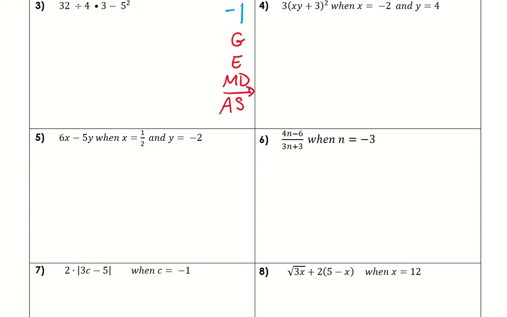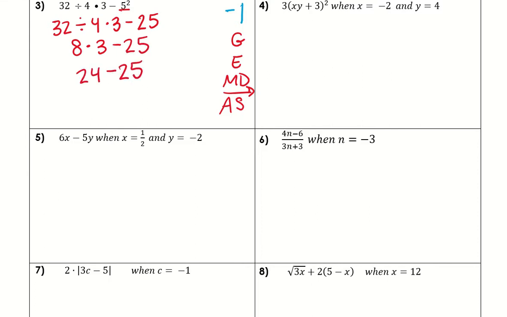Okay, so I'm going to start with my division in this case because it's on the left, and I just totally lied. I'm starting with my exponent because that is before. So I have 32 divided by 4 times 3 minus 25, because that's what 5 squared equals. Now I'm doing the division. 32 divided by 4 is 8. Bring everything else down. 8 times 3 is 24. And then 24 minus 25 is -1.